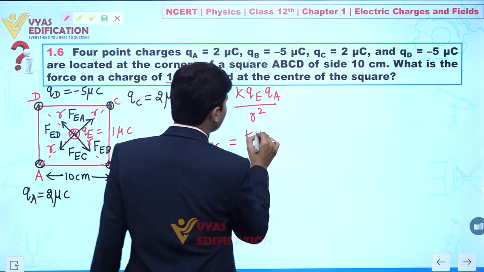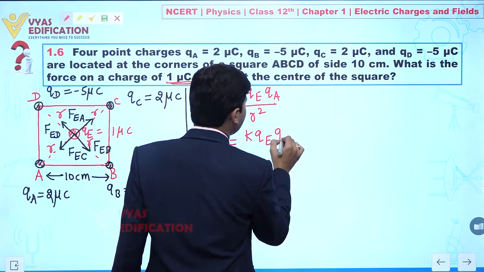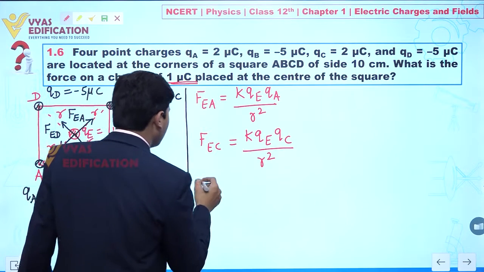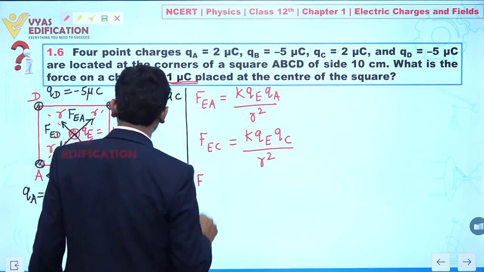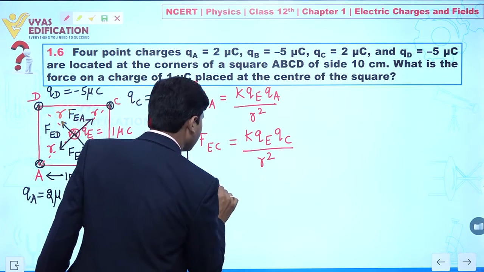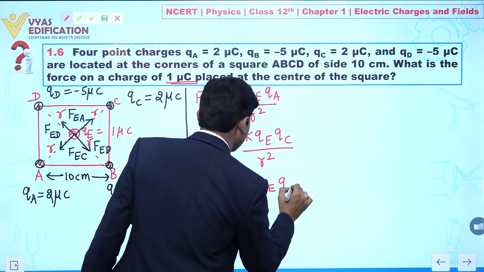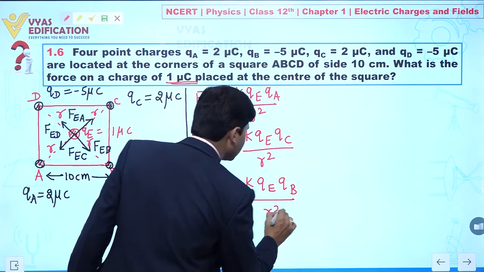We can write like this: F_EA = KQ_AQ_E... we can write F_EC = KQ_EQ_C divided by R square. Clear? Now we can write like this: F_EB should be equal to K Q_E Q_B divided by R square.